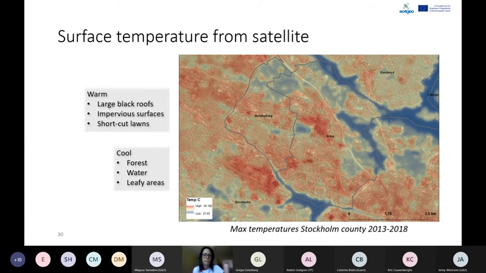As you can see here, there is a surface temperature map from satellite. It shows the maximum temperatures during the years 2013 to 18, and the warm areas, the hottest, are in red, and the blue areas are the coolest ones. Here we can have an overview like this over large areas from satellite data, not very detailed, but you get a good apprehension of how different areas provide heat or coolness. So what we can see is that trees are important for reducing heat.